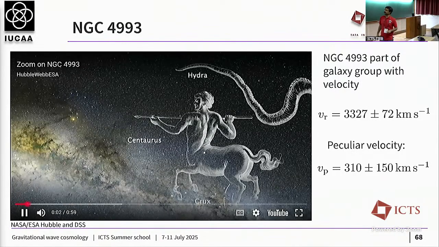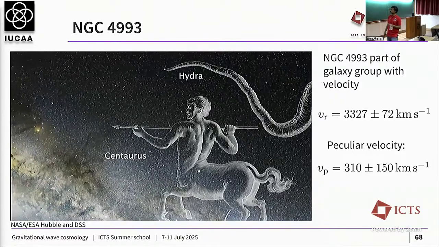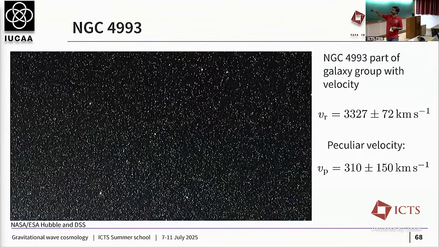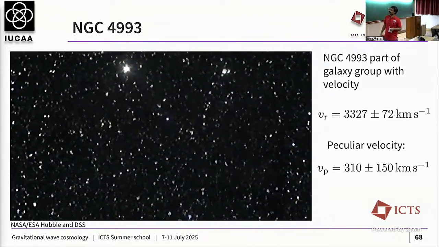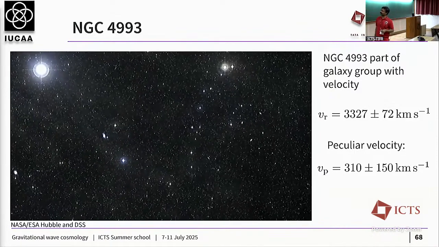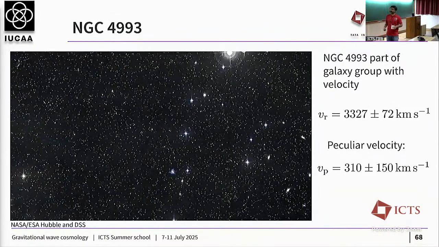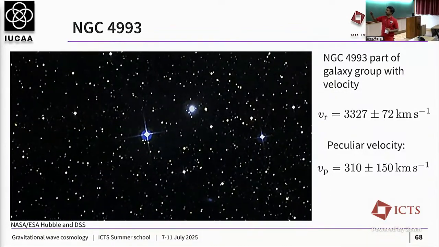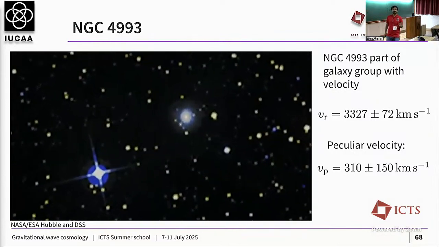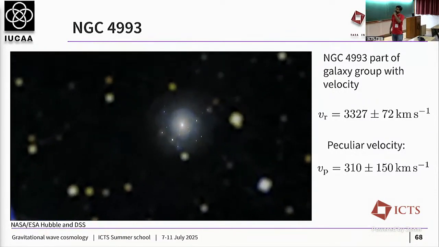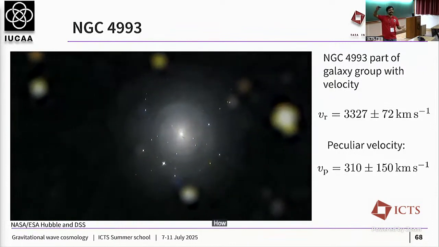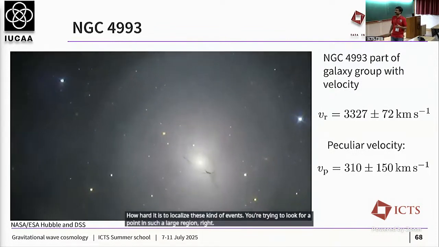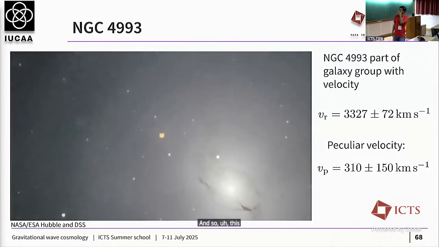So where is this NGC 4993? You look at the entire sky, you had the constellation Centaurus and Hydra, and then you keep on zooming in. You can see that things get quite blurry because the area of the sky that was initially surveyed was not with such a great telescope. But then as you keep on zooming in, you will start to see the Hubble Space Telescope image. So you can imagine how hard it is to localize these kinds of events. You're trying to look for a point in such a large region that has changed. And so this was the event.